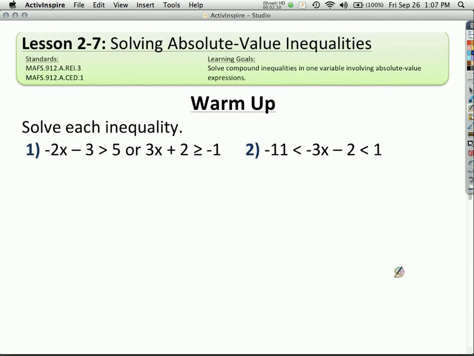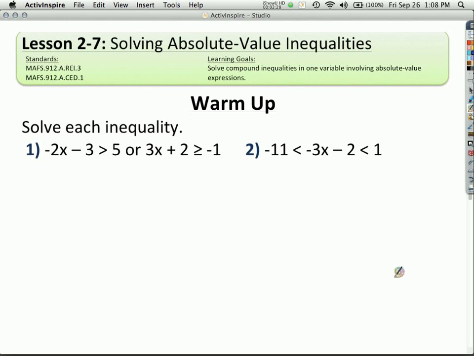Today's warm-up is critical for a number of reasons. One, it's a mini quiz of the last lesson. But two, it also leads us into today's lesson. So it actually has a twofold purpose. So let's see how we're doing with compound inequalities.